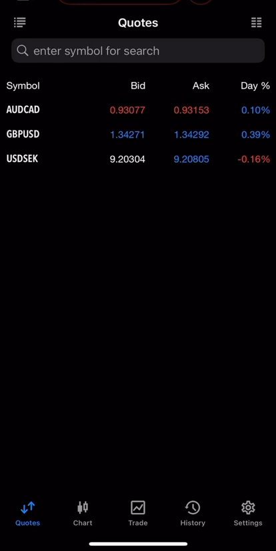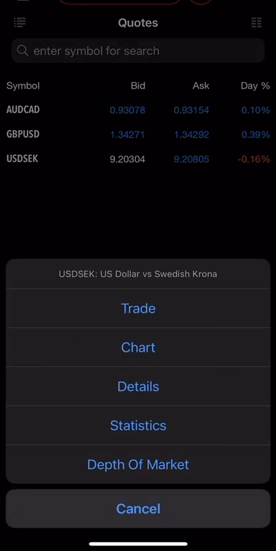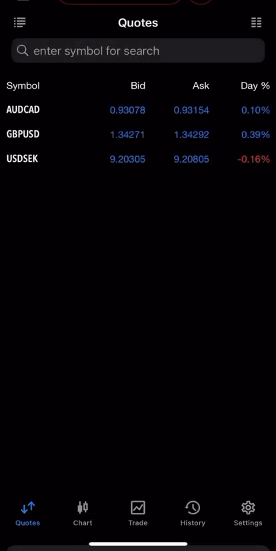You go for pairs and good brokers, brokers that have low spread that you can trade with. So right now I'm going to be using this pair to explain spread for you. USD SEK. Once you click on any pair, you can see that there's a list of different things that comes out: trade, charts, details, statistic, depth of market.